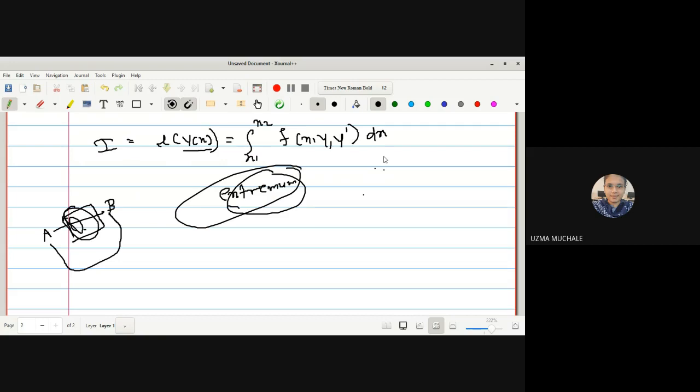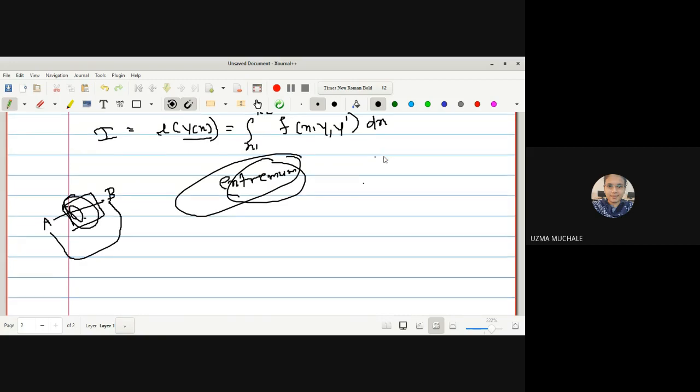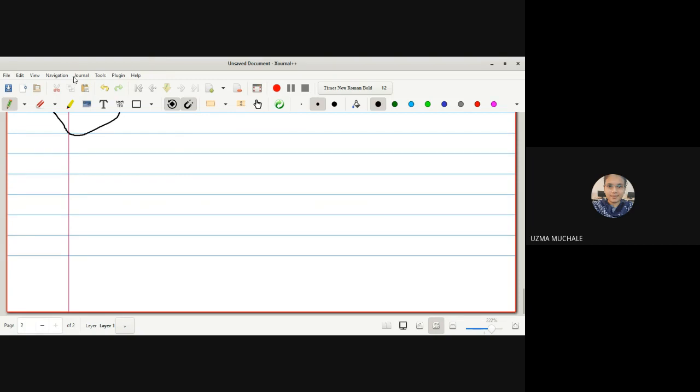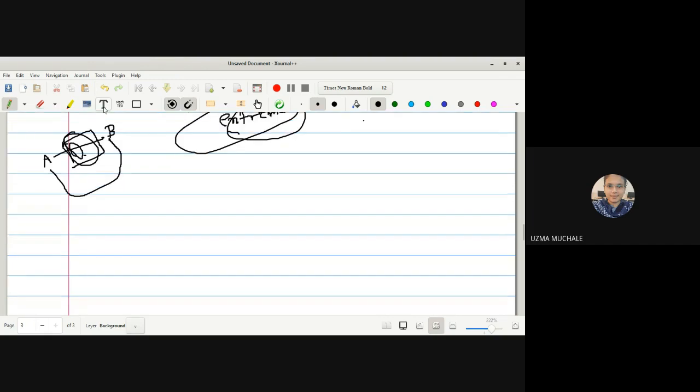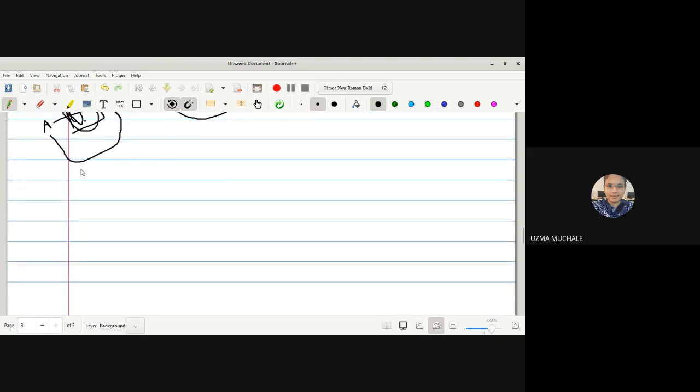so now let us go for the next point, the basic lemma in calculus of variation. And this lemma is very important. Many times we are going to use this lemma in our next theorems. So first I will write down the statement for this basic lemma of calculus of variation.